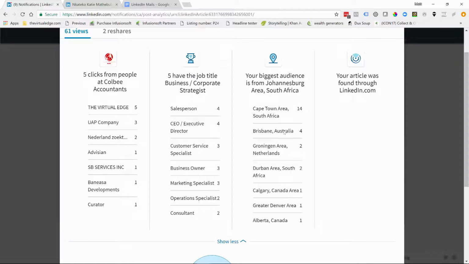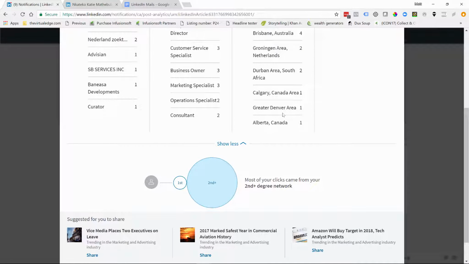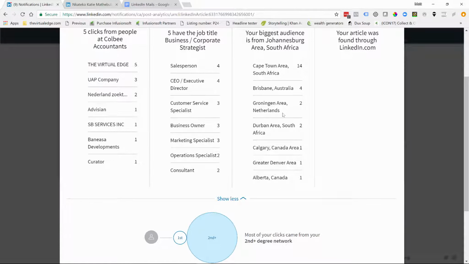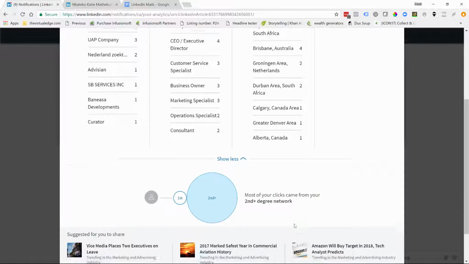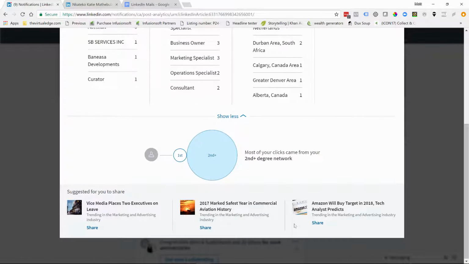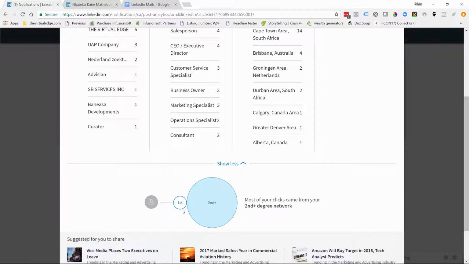Then it also shows what areas they're in. So this was quite interesting is that 14 of them were from Cape Town, South Africa. Now, I bet that is probably because of the picture that I put in the background, which is a picture of Table Mountain in Cape Town, South Africa, okay? And a couple of them are from other places around the world. But this is great because now you start knowing where people are looking and you can start tailoring your articles according to that.